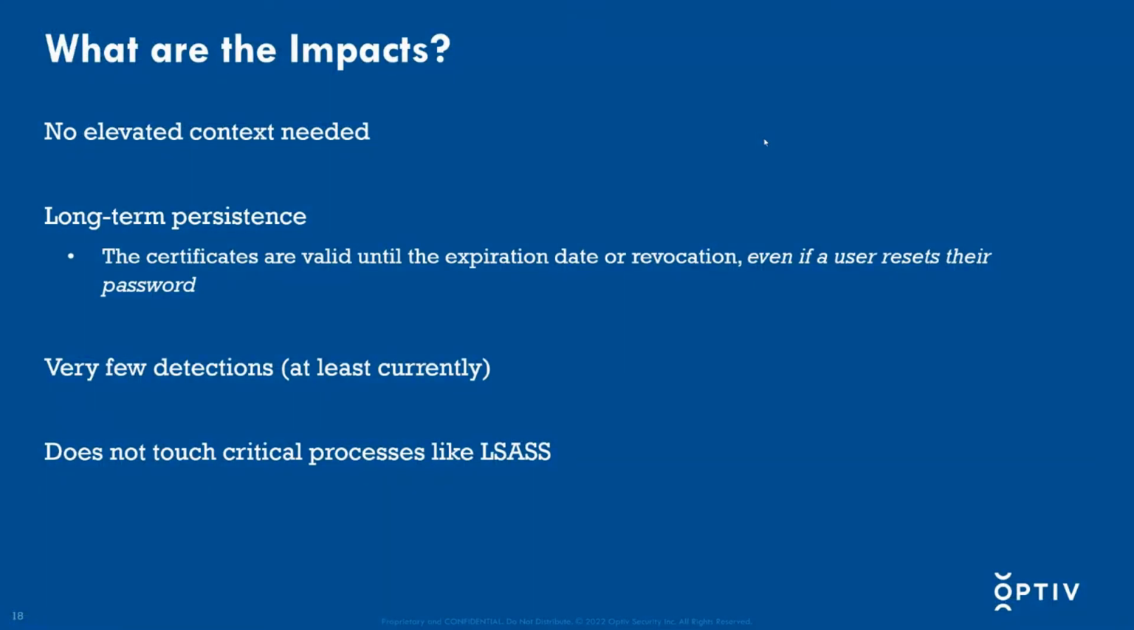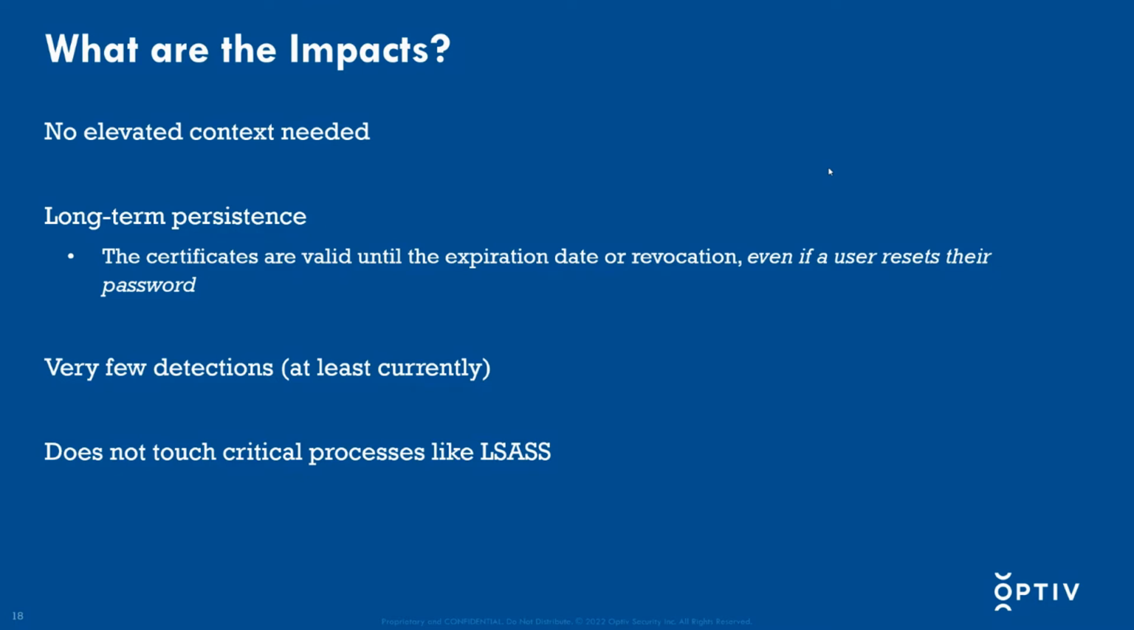So one thing we wanted to touch on here before we go further are what are the impacts of this? So a few things. We can be any user in the domain. We don't need an elevated context. And this is long-term persistence. So one thing we're going to get into is these certificates are valid until the expiration date, or they're explicitly revoked within the CA. So even if a password reset is performed on, say, that administrator user, the certificate is still valid for persistence. Right now, there's very few detections for ADCS abuses, at least currently.